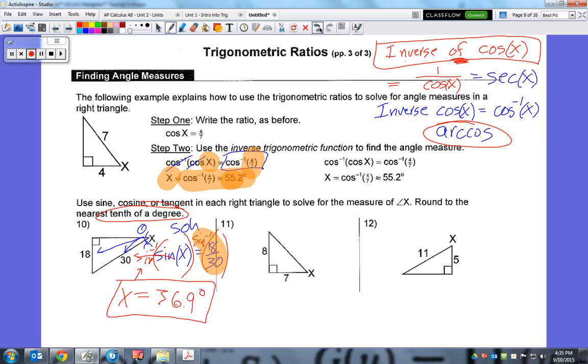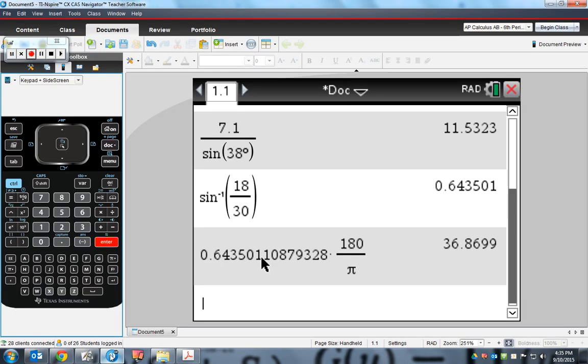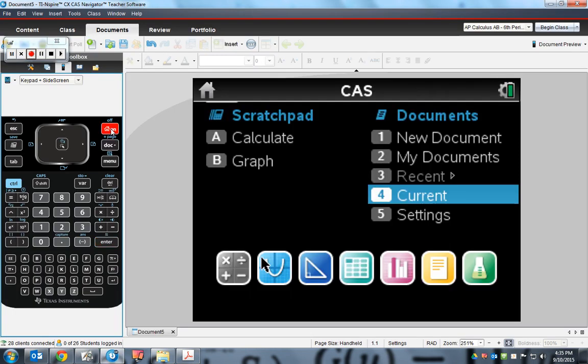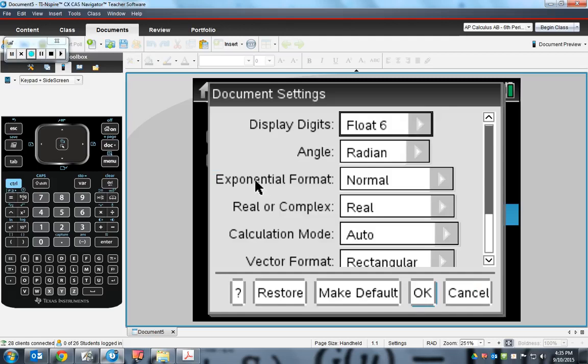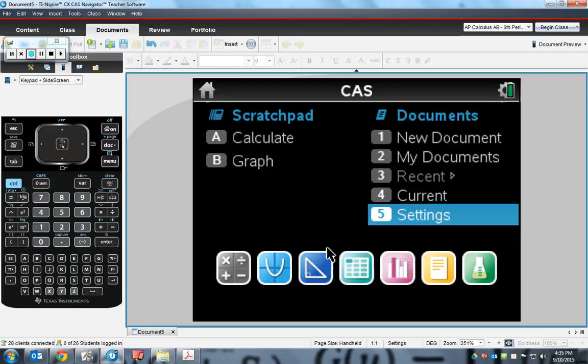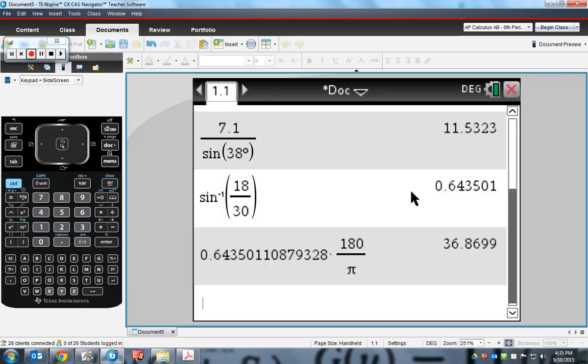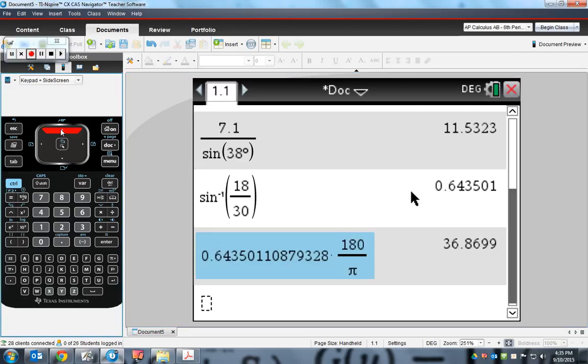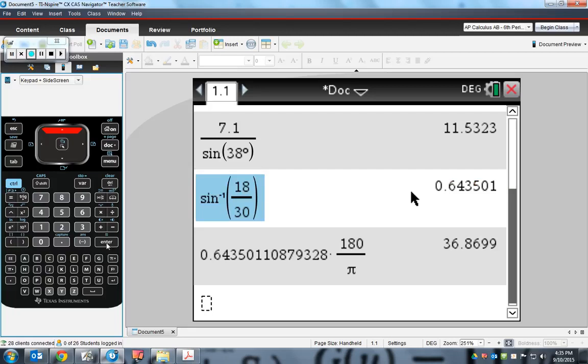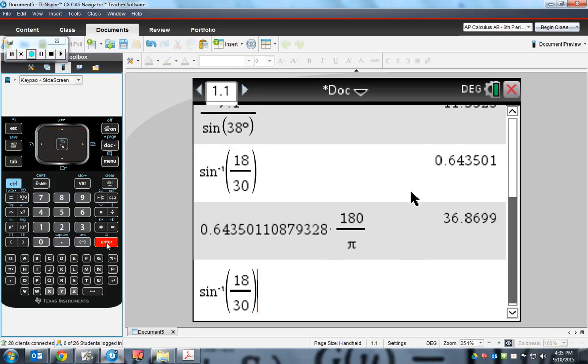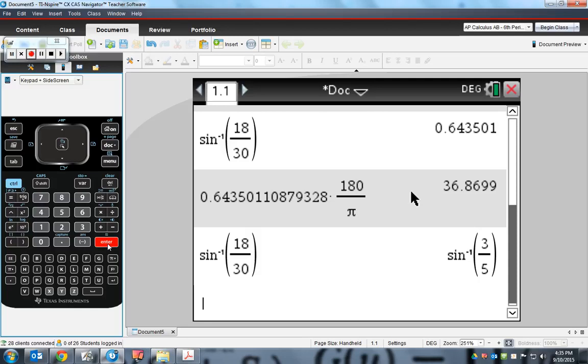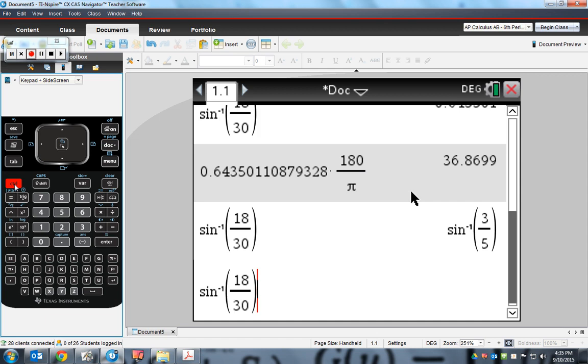Now I could do it like that, or I could go to my calculator and press 5, 2, and change this radian to degree. I'm going to make it my default. Then I'm going to press OK. Now I'm in degree mode, so that if I go to my current document and I go back up, you see it already changed as far as the way it's displayed. If I go back here and I press the same thing, I'm not going to get that 0.643. I'm going to get, whoops, let me press Control Enter. When I press Control Enter, I get the 36.9.